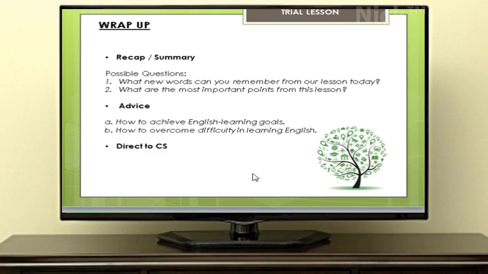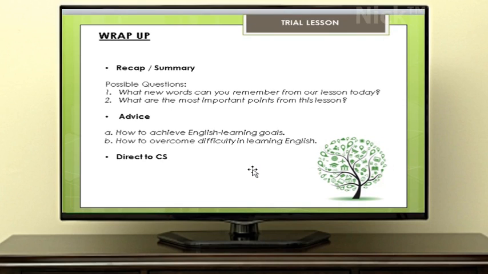You'd be able to check their listening comprehension through these questions. You'd also be able to check if they were actually paying attention. And of course, you'd be able to show them what they've actually learned in a matter of 20 minutes. And another thing that you have to take note of is to give them a brief advice on how to achieve their English learning goals based on the difficulty or challenges that they face.